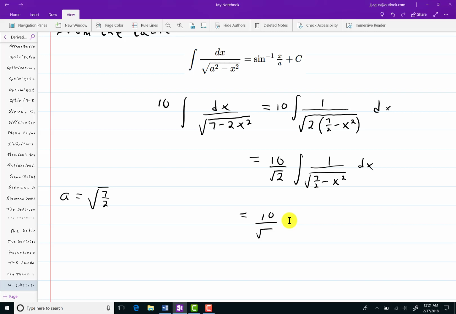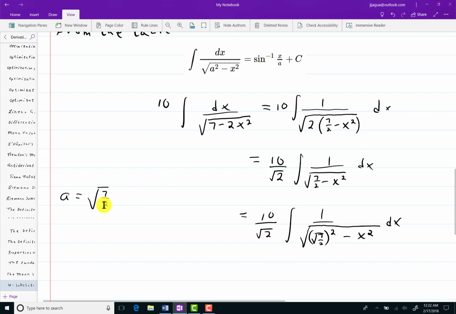10 over radical 2 times the integral of 1 over the square root of 7 halves, I'm going to make it teeny, but look, squared minus x squared dx. Now look what we've got. Now I've got an a squared. See that? An a squared. So this says I can proceed directly to the answer now. Don't forget to have this stuff in the front, which is sine inverse of x over a.